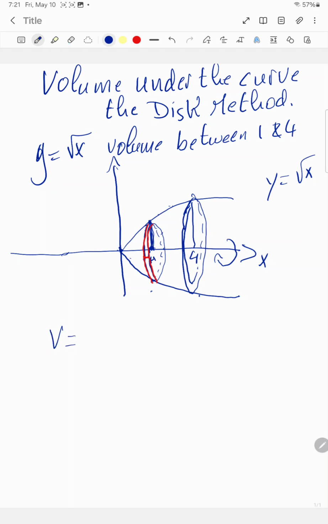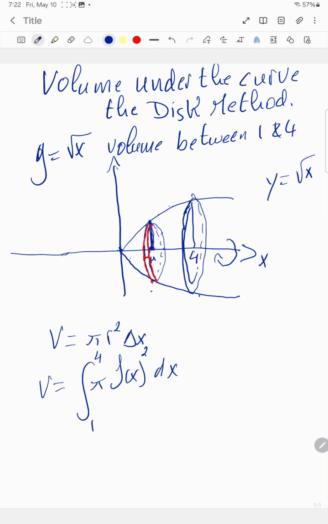The volume is equal to pi r squared delta x, because my height is the distance between the two bases. And if I want the volume of my square root of x between 1 and 4, all I have to do is the integral between 1 and 4 of pi, and then r, we said, is f of x squared, and delta x is dx.